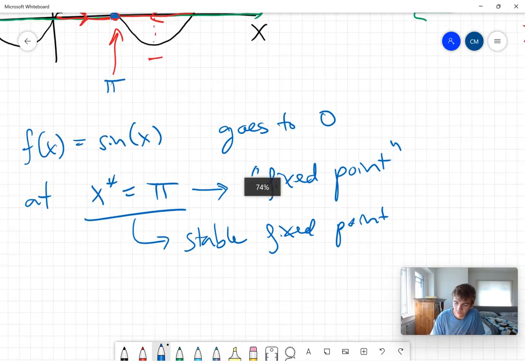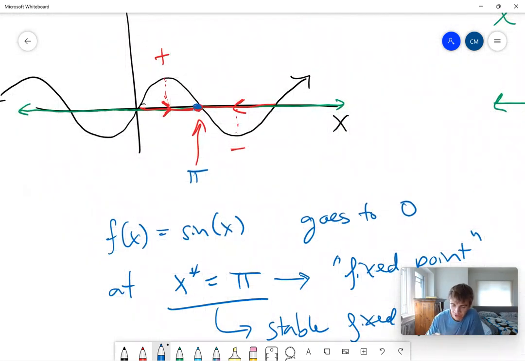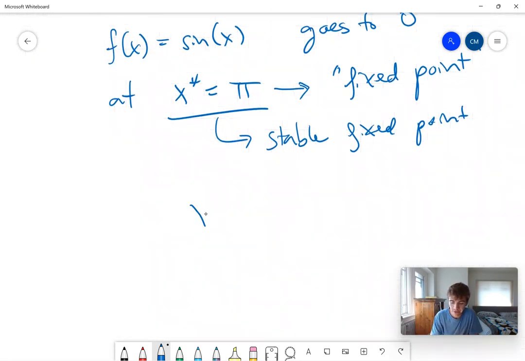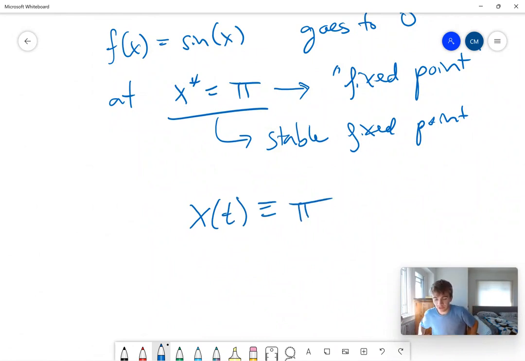The reason it's called a fixed point is because if I started my trajectory at this fixed point x star, I would stay there for all time, because x dot is 0 at the fixed point by definition. And so I can always have a solution which is just x of t equal to pi for all time, just a constant solution. That's called the equilibrium solution or the steady state solution because it doesn't change with respect to time. And this will always occur at a fixed point.